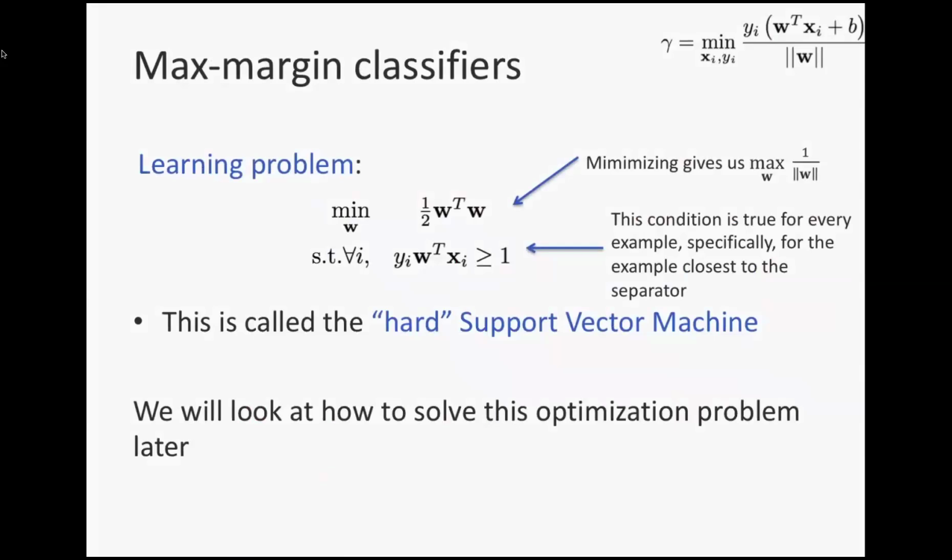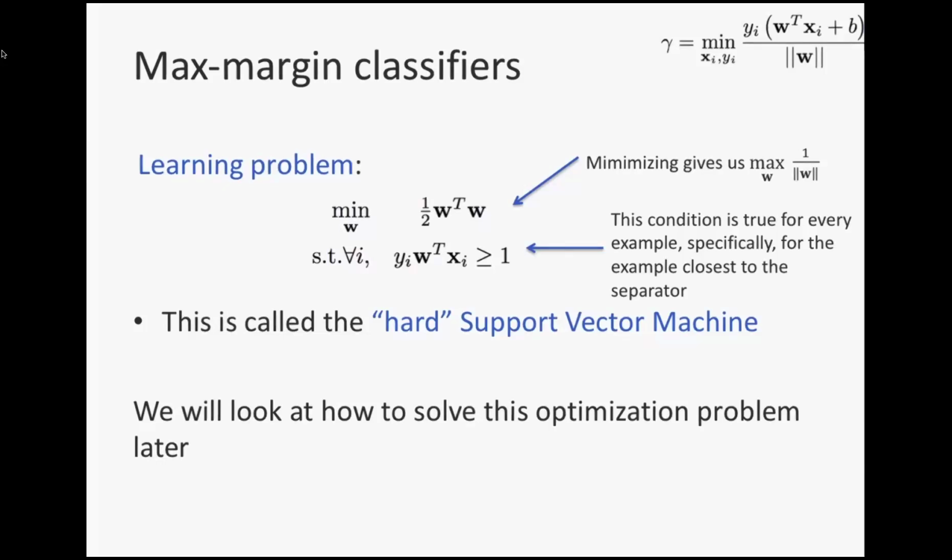This optimization problem is called the hard support vector machine. It's not hard because it's difficult. We'll talk about that in a bit. But I'm not going to tell you how to solve this optimization problem. Because let's, at least today, pretend it's somebody else's problem. It's next Tuesday's problem. Today, we are just defining the optimization problem.